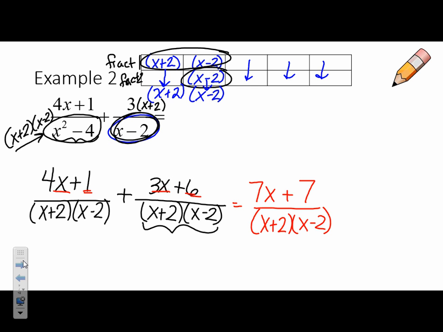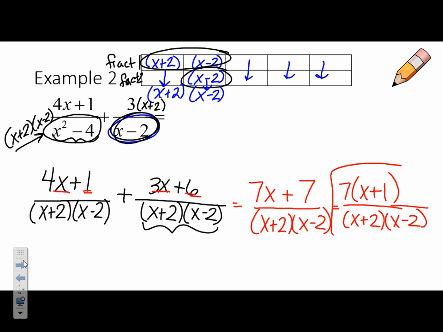Is there anything I can do to the numerator to factor that out, split it apart a little bit more? Sure, I can take out a 7. But that didn't really help me, huh? Because now when I look at my denominator, yep, no extra factors are going to cancel here. So we'll just leave it like that. That is what it is right here. Final answer. Okay, let's continue on.